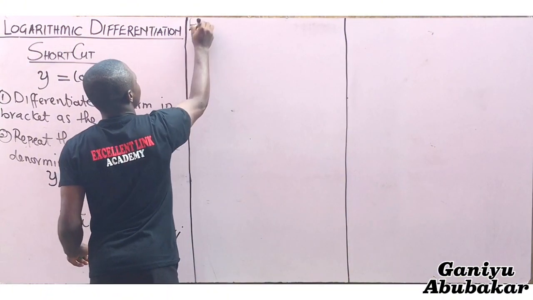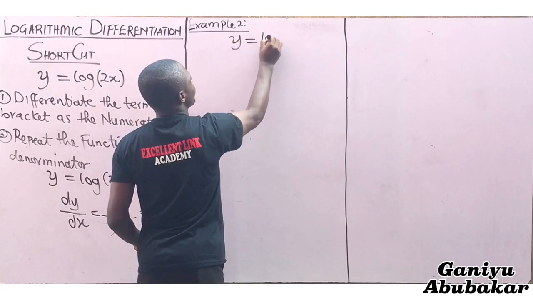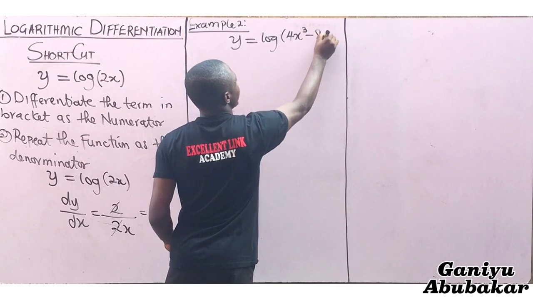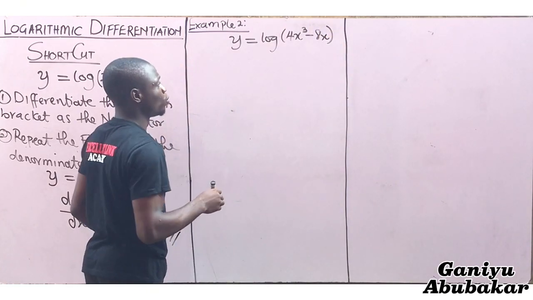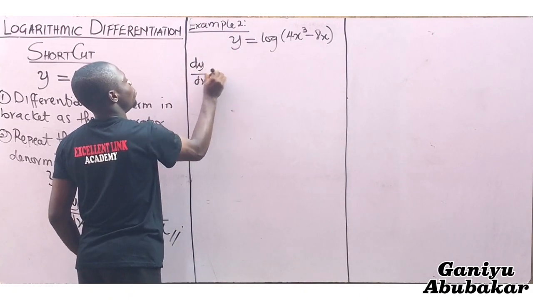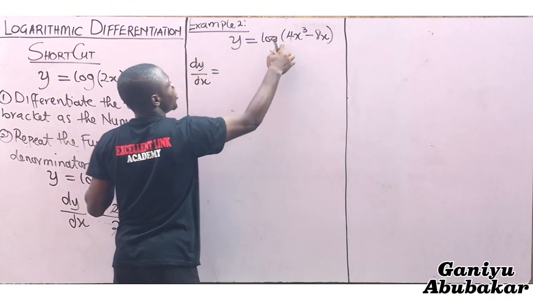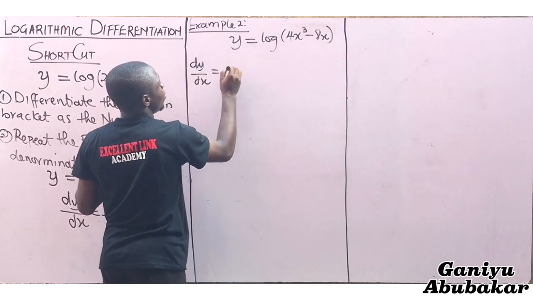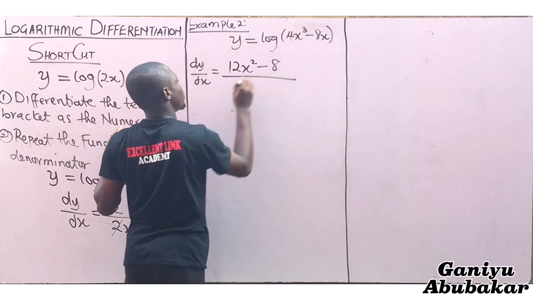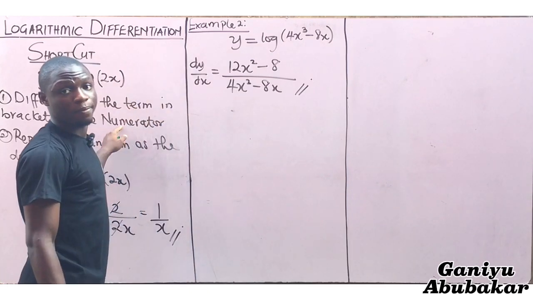Example 2. y is equal to log, let's say 4x cubed minus 8x. For instance, shortcut this one here. I'm differentiating y with respect to x. I'll have dy over dx to be equal to, your first task, differentiate the term in bracket as what? Numerator. If I differentiate this one, I'll have 12x squared minus 8 all over, repeat the question there, that's 4x cubed minus 8x. This is my answer, right?